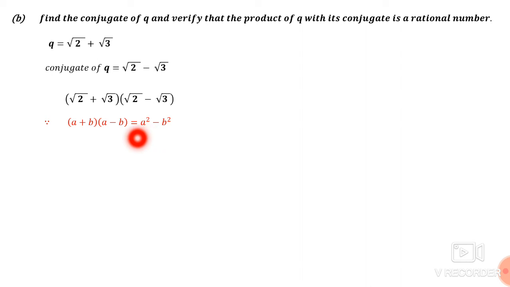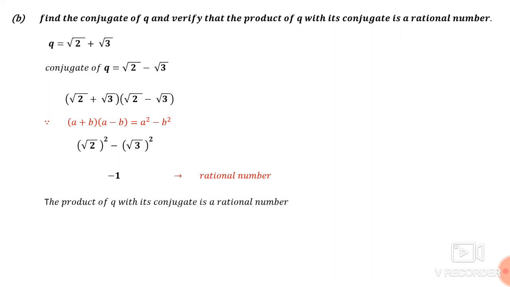In place of a, we will put square root 2, and in place of b, we will put square root 3. Applying the formula here, square root 2 whole square minus square root 3 whole square. Square and square root will be cancelled out. 2 minus 3 is left, and 2 minus 3 is equal to minus 1, which is a rational number. So we have proved that the product of Q and its conjugate is a rational number. This property is verified.